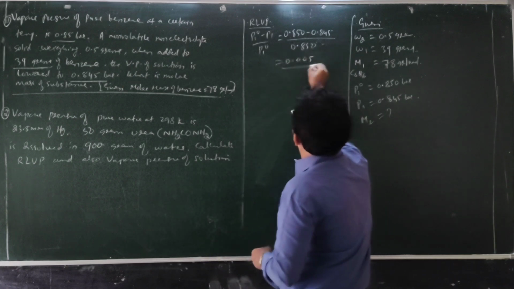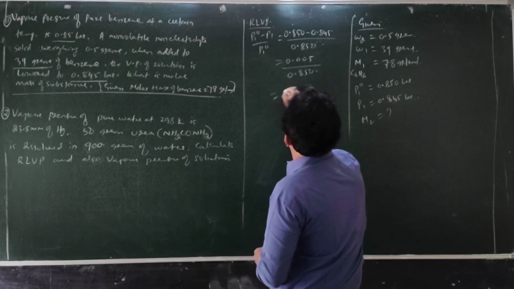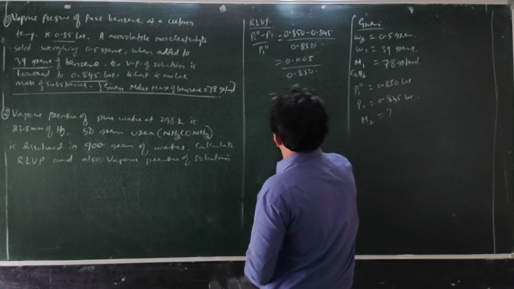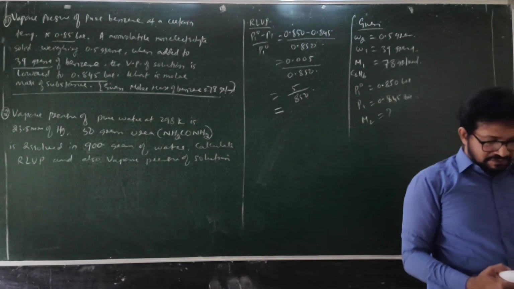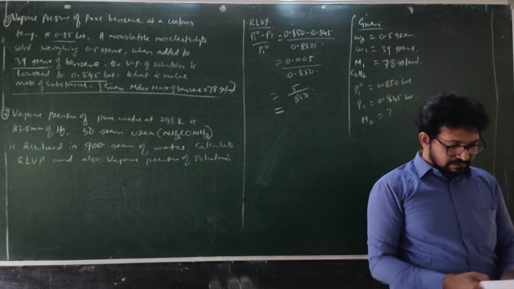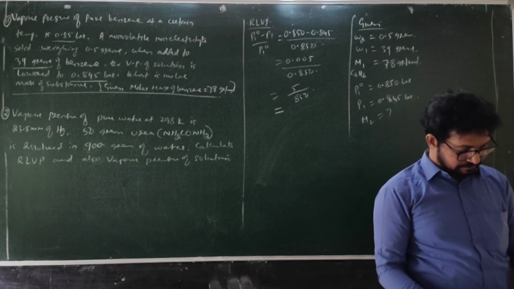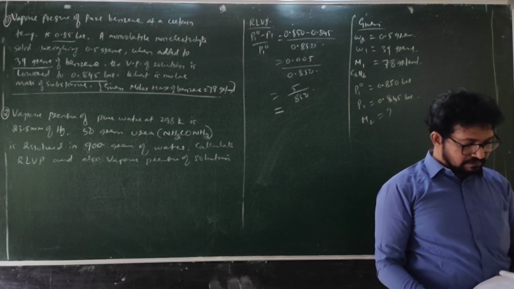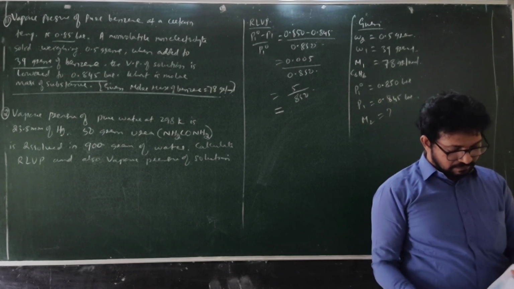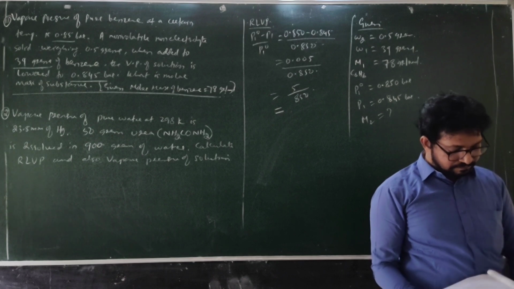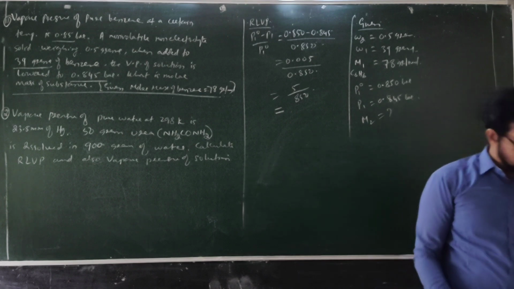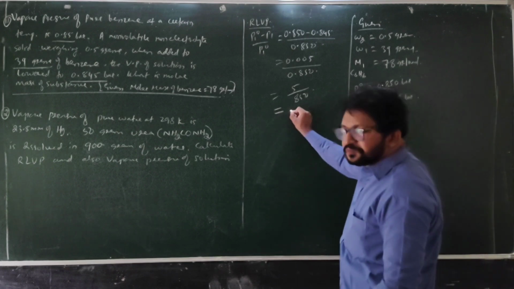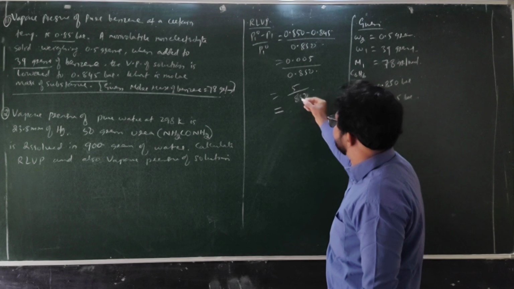0.005 divided by 0.850. So 5 by 850. So with the help of a calculator, when you work it out, the value will be 0.850. Okay, you can substitute directly. It will have some values.